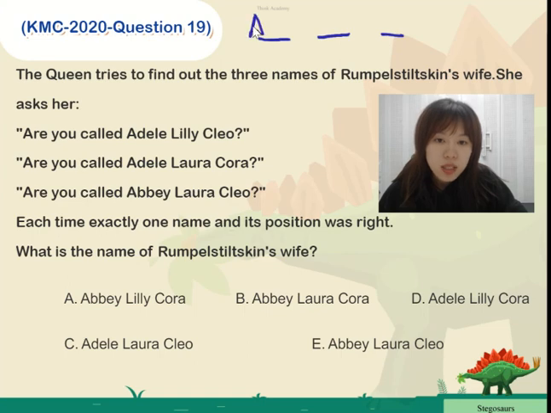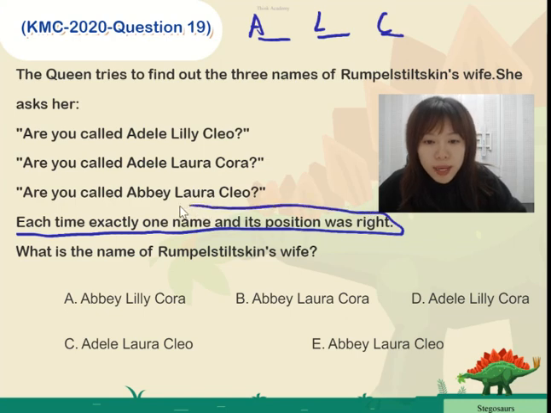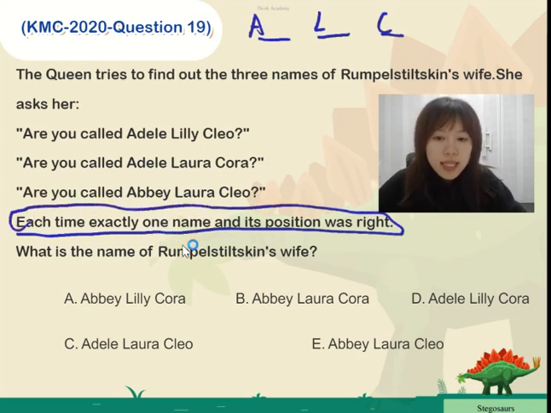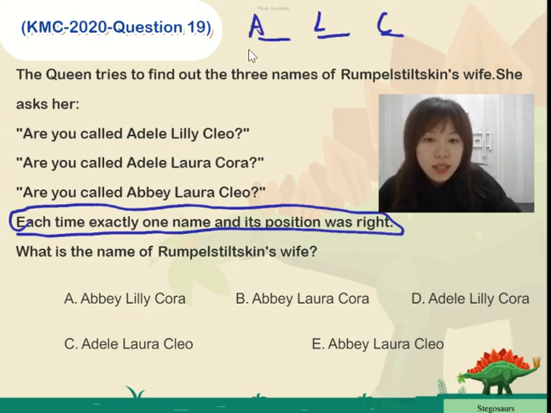The first one starts with letter A, L, and C. After observation, we can find the first name is either Adele or Abby. The second one is either Lily or Laura. The third one is either Cleo or Cora. So let's analyze this sentence. How do we pick the name? Each time exactly one name and its position was right. And we can find it's Adele or Abby. So let's assume Adele is the correct one.